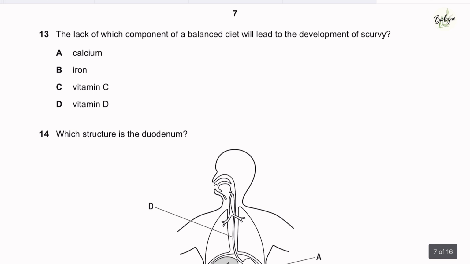Question 13. The lack of which component of a balanced diet will lead to the development of scurvy? Scurvy, again, vitamin C. That's something you need to know off by heart. Make sure that you have this memorized to some extent. When you think of scurvy, okay, vitamin C. That's your answer. So 13 is C.